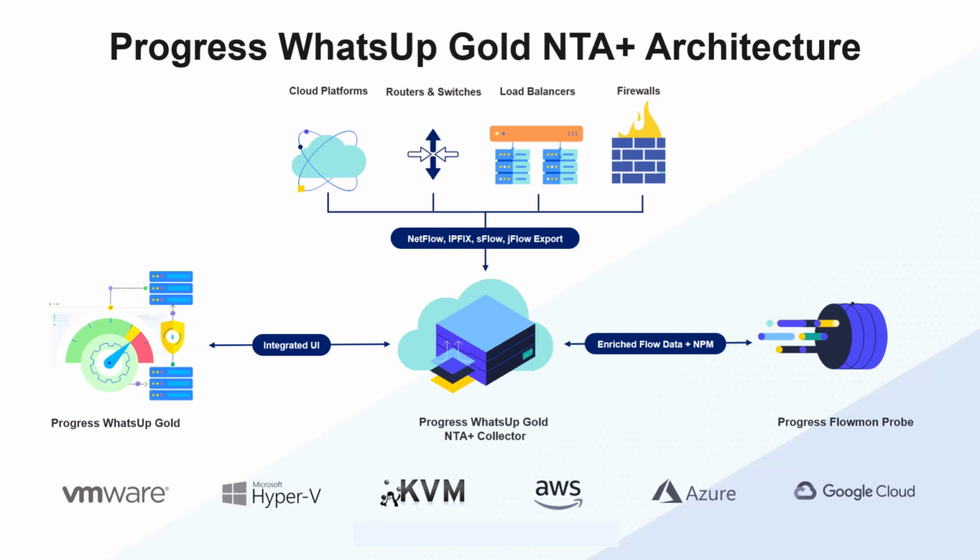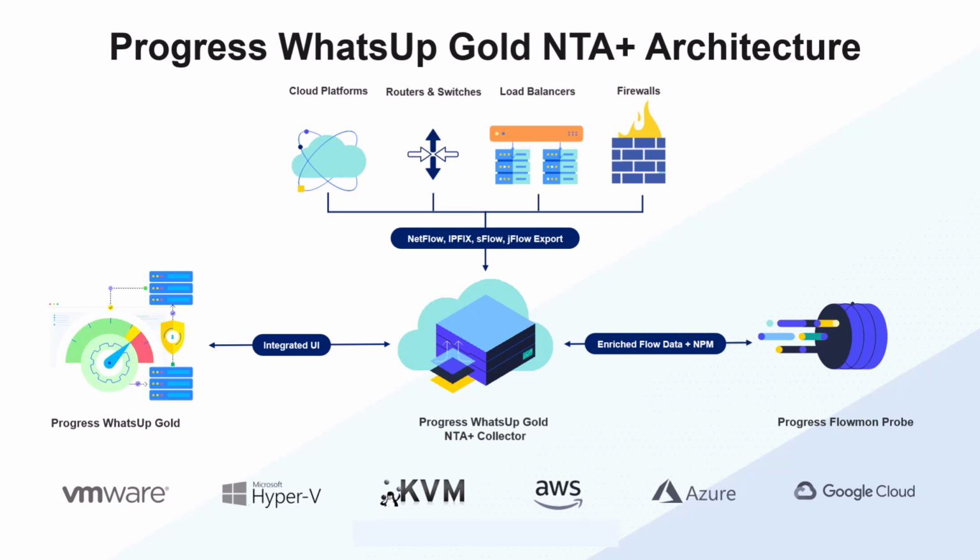In addition, WhatsUp Gold customers can elect to acquire Progress Flowmon probes in order to generate enriched flows containing application insights and calculated network performance metrics such as round-trip time, server response time, retransmissions, and jitter.